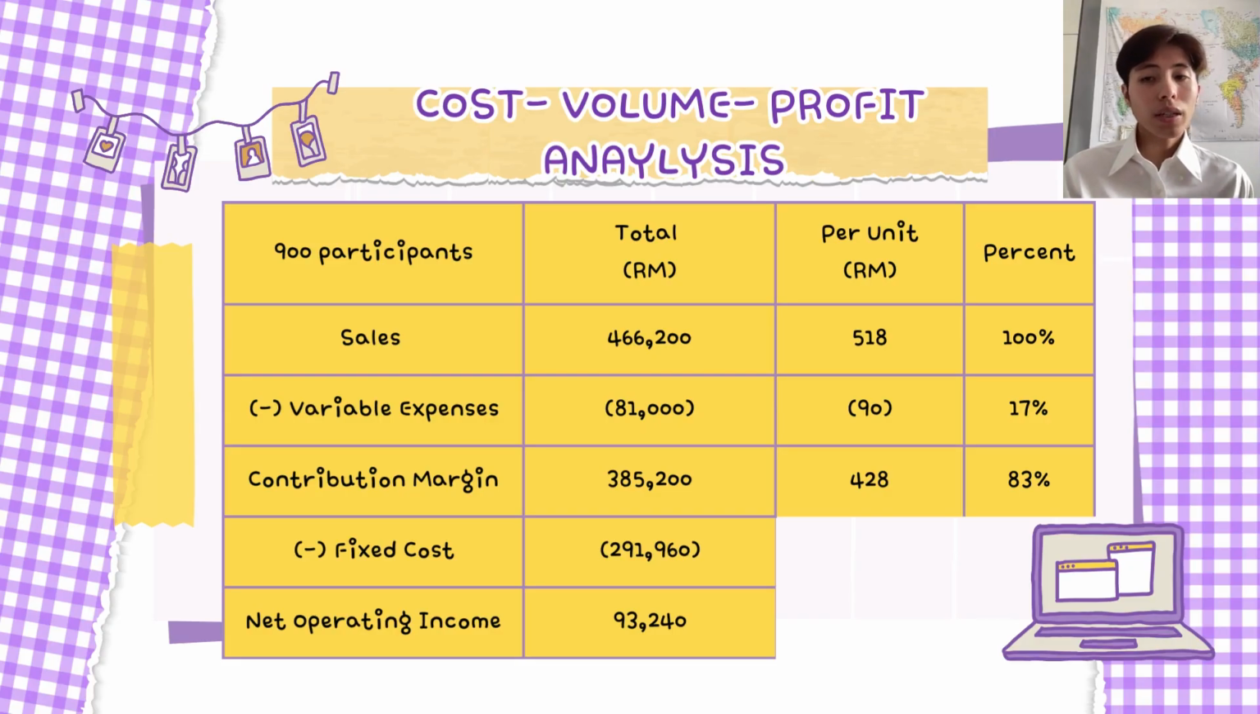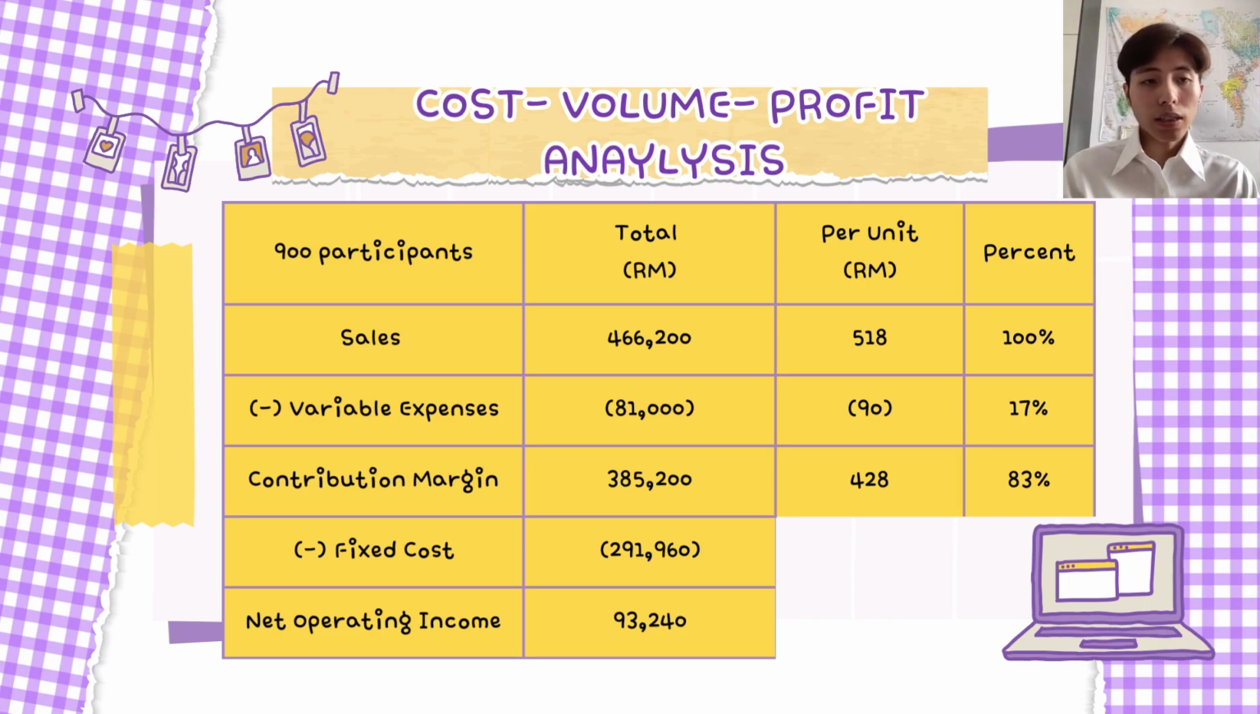Next, I will be explaining the cost volume profit analysis, which is also known as CVP. It's one of the ways to find out how changes in variable and fixed costs affect a firm's profit or a company's profit. Companies usually use CVP to see how many units they need to sell to break even, which is to cover all costs or reach a certain minimum profit margin.